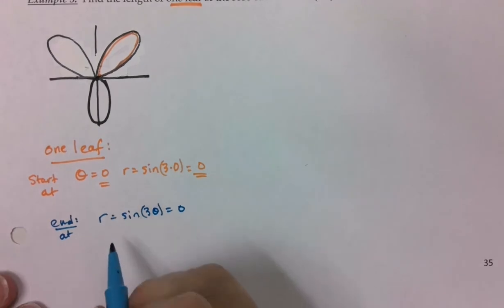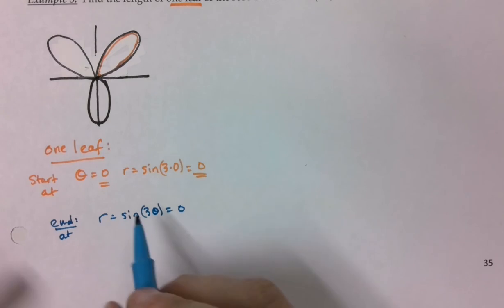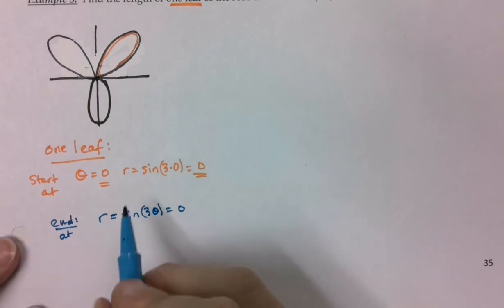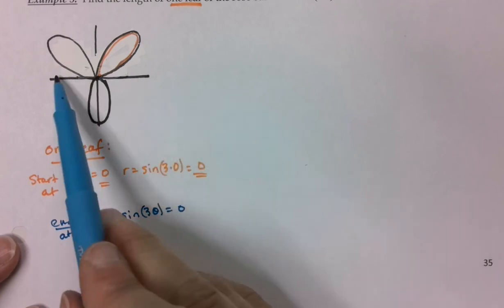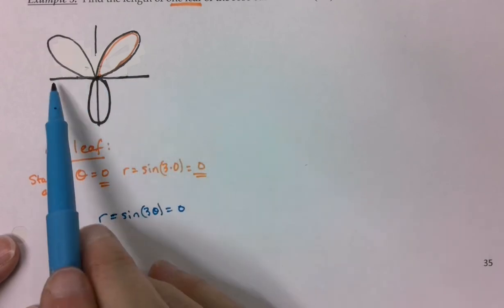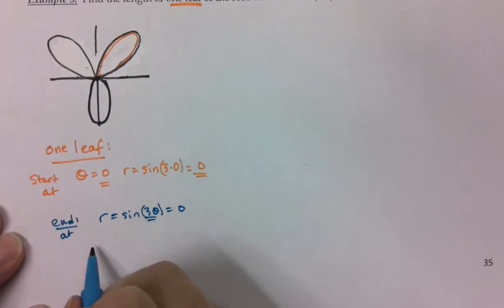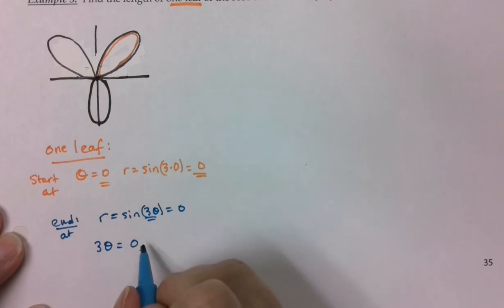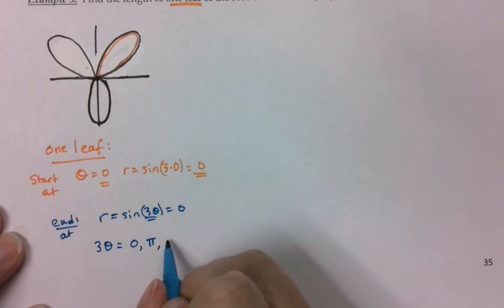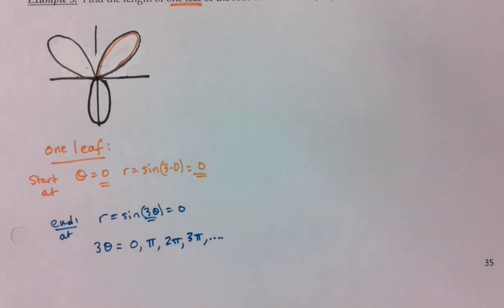Okay, so let's think about the unit circle. What are some angles that have a sine value of 0? Well, it happens at 0, pi, 2 pi, 3 pi, and so on. Those are the values that have sine of 0. So that would mean my angle, which is 3 theta, would be 0, which we already know is our starter, pi, then 2 pi, then 3 pi, etc., because it just keeps hopping back and forth.